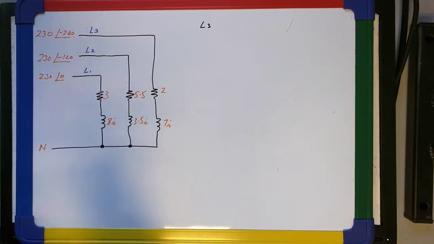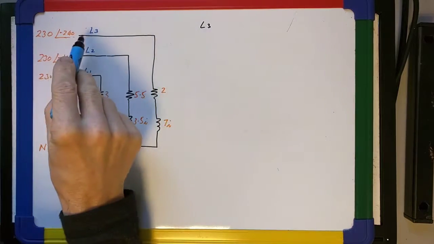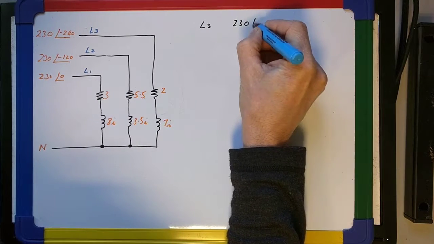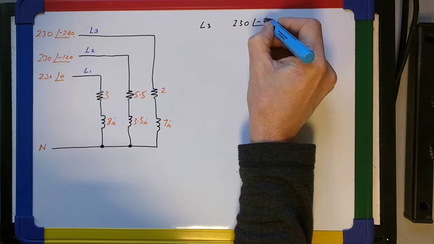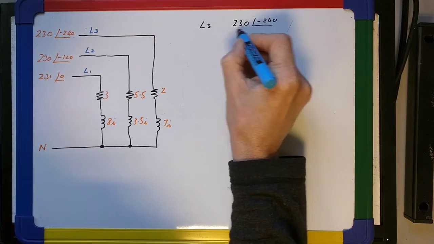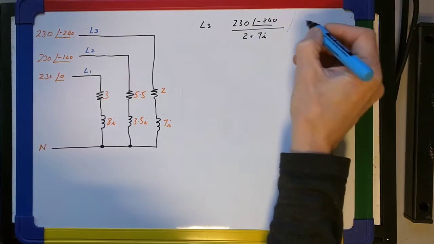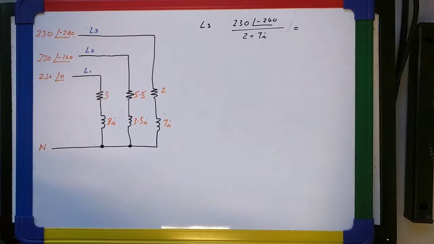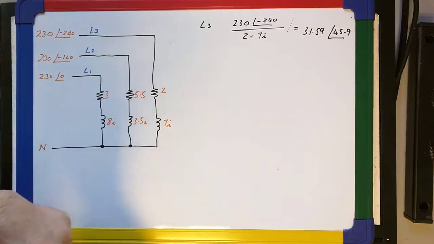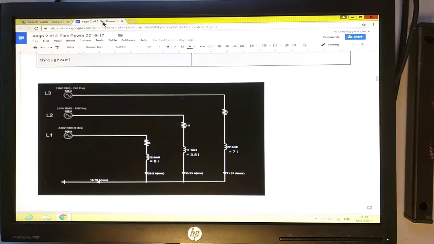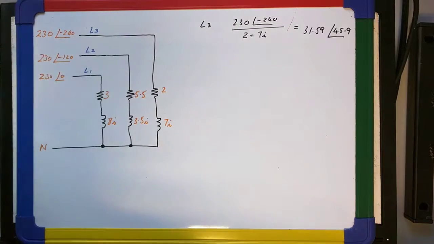So in all of these conductors, the current flow is going to be the voltage divided by the impedance. So let's take live 3 first. The voltage is 230 at an angle minus 240, and the impedance is 2 plus 7i, and that works out as 31.59 at an angle of 45.9 degrees, and we can see that that is 31.57, very close.